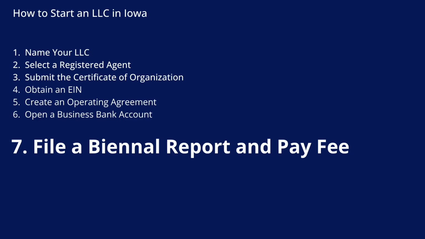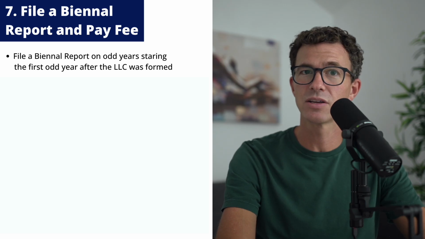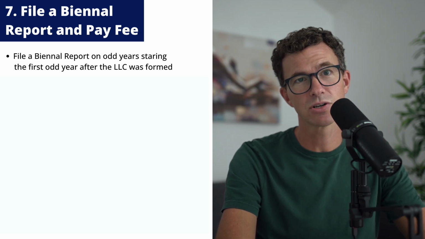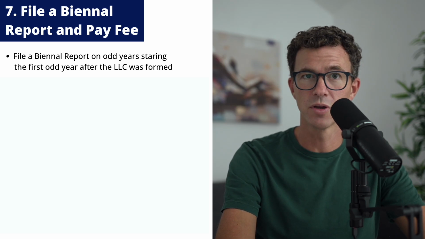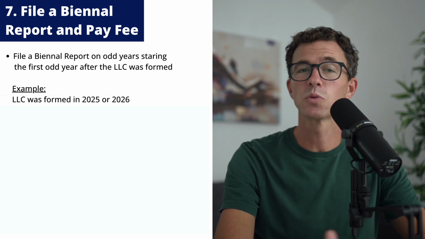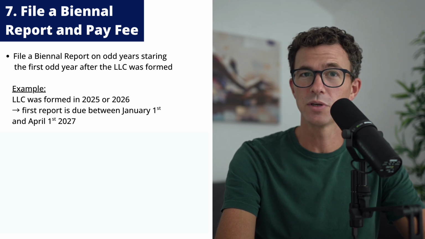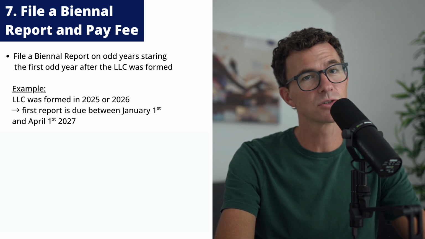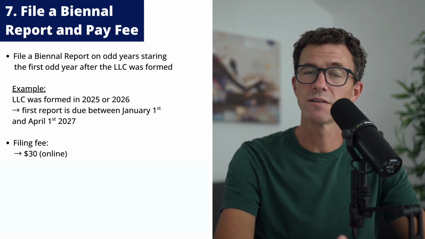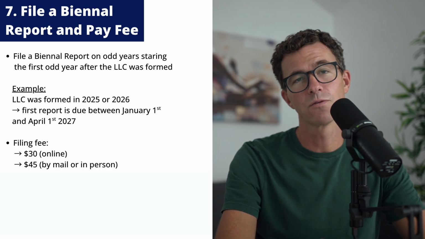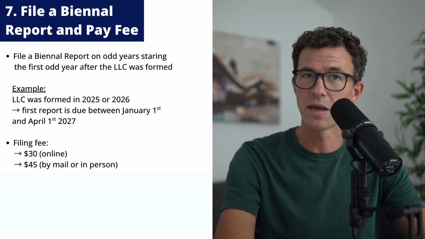To keep your business open and in good standing, step number 7, file a biennial report on odd years, starting the first odd year after your LLC was formed. For example, if your LLC was formed in 2025 or 2026, your first report is due between January 1st and April 1st, 2027. If you file online, the fee is $30 or $45 if you file by mail or in person.